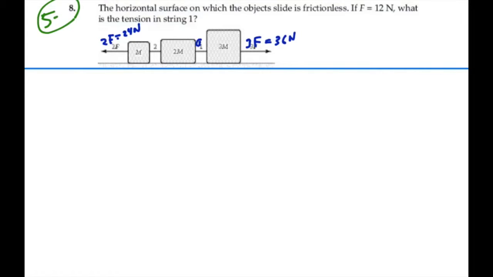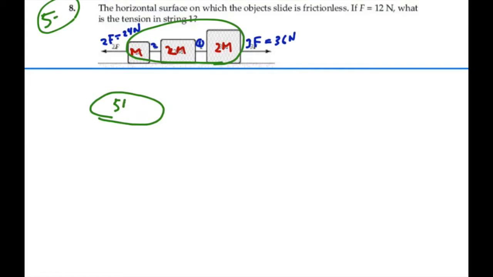We have string number 1 here, string number 2 here, and we have some masses here, an M, a 2M, and a 2M. Now we're not told what M is, so hopefully we won't have to know that, but let's see what we can do with this. First thing we're going to do is blob this whole thing together, treat it as one total mass. So we've got total mass of 6M, because this is 3M over here.